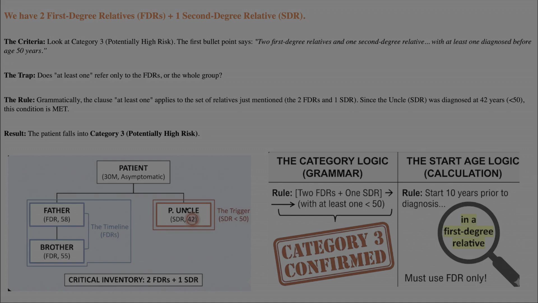Now, step 3 for the start age. The rule says start 10 years younger than the diagnosis in the first degree relative. You cannot use the uncle's age here. You must look at the timeline of the first degree relatives. The earliest first degree relative is the brother at the age of 55.